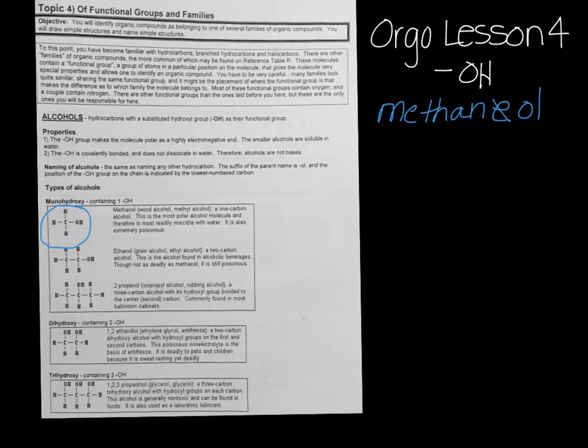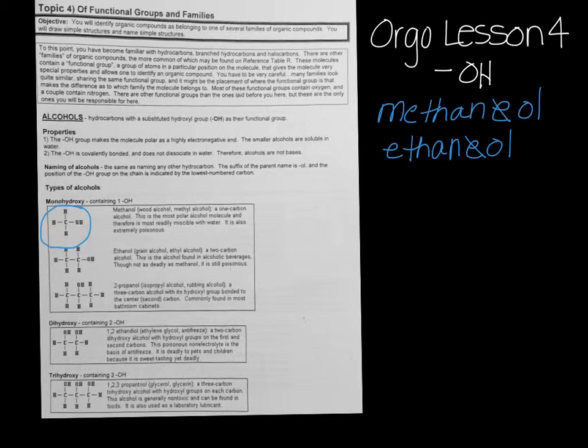In the second one, you can see that we have two C's, and it wouldn't matter whether the OH was on the left or the right because we would number it so that it had the lowest group number. So this would be, if we go back to our alkane, ethane, drop the E, add the OL ending, so ethanol.